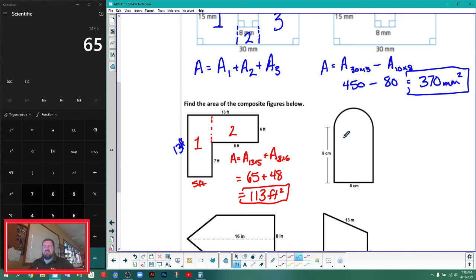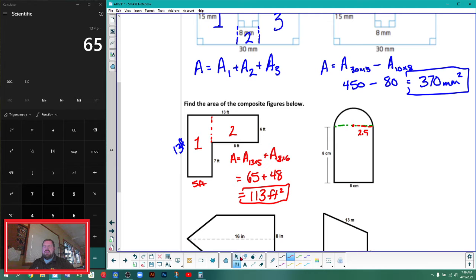Okay, for the next one, I have kind of a weird looking shape, but if I think about what makes it, it's going to be a rectangle and a semicircle, or half a circle. So another important thing that we haven't seen in this problem is that I don't have a radius of my semicircle, but I can find it because it's going to have a diameter of 5. So its radius will be 2.5.